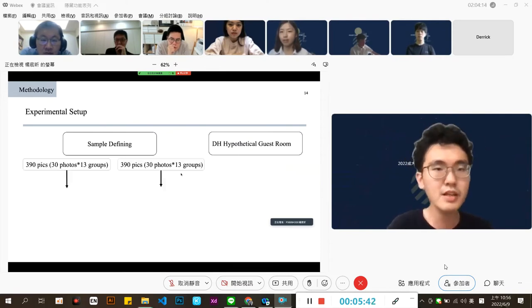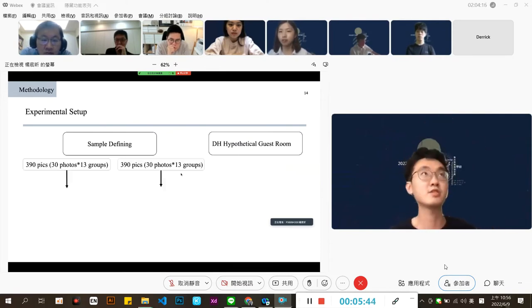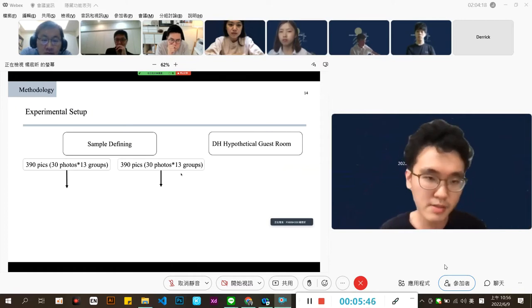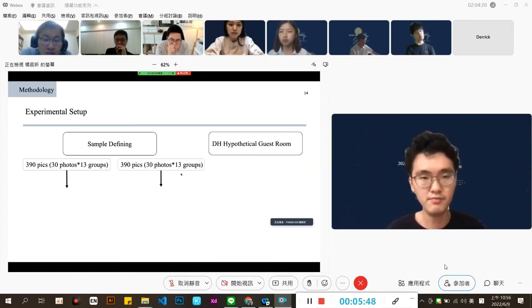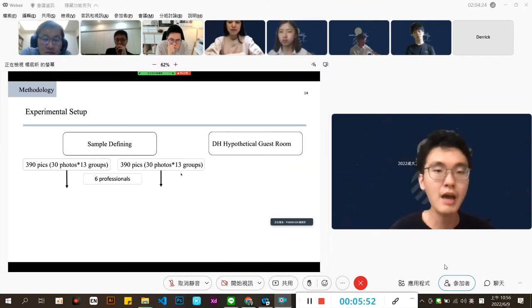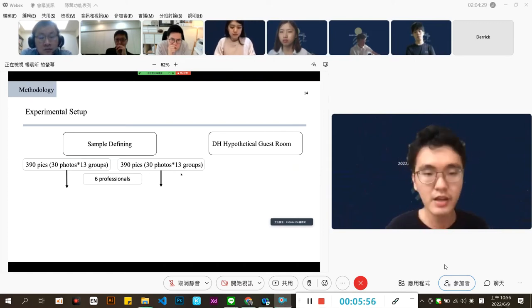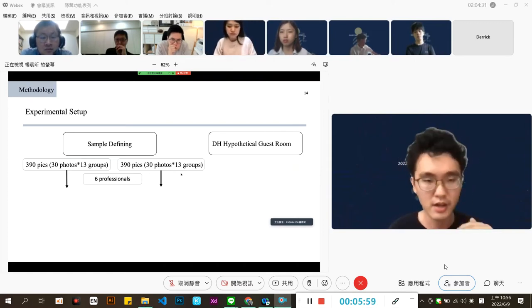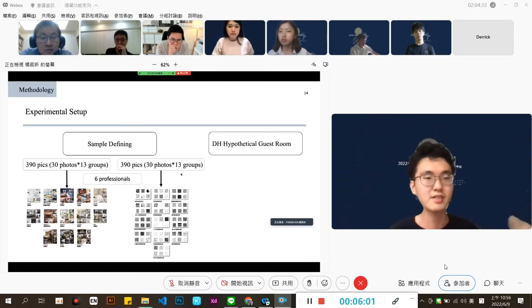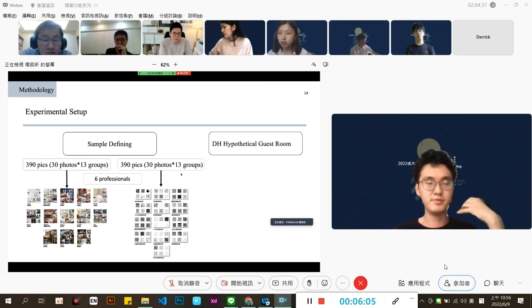So in the sample dividing part, we first searched 30 photos from various media that referred to the suggested color combination groups and pattern groups. And we had 6 professionals from various design disciplines, who also have color theoretical training, choose 6 photos for each suggested color combination and pattern group.